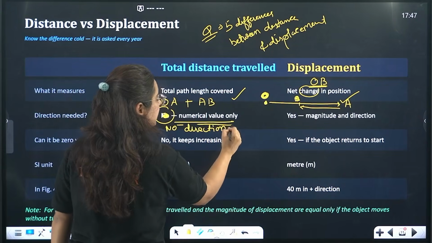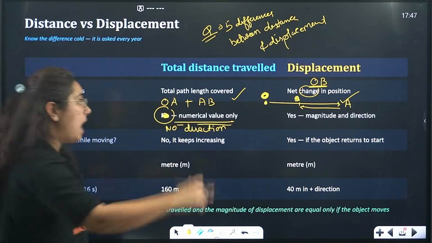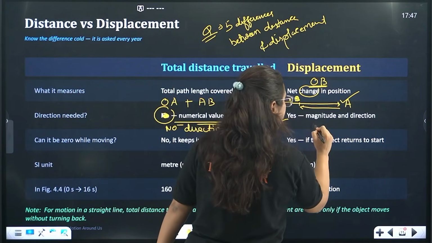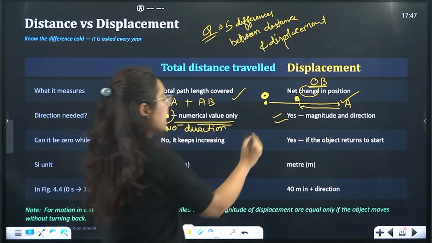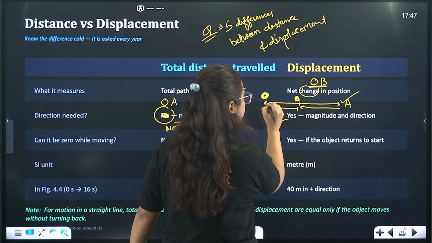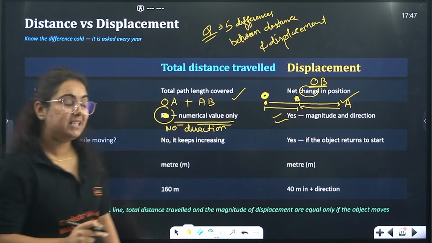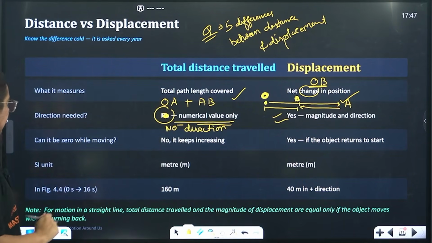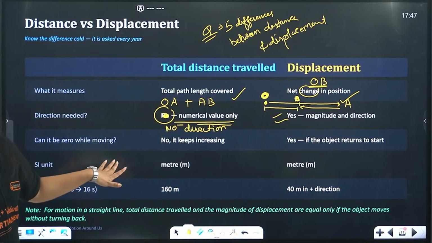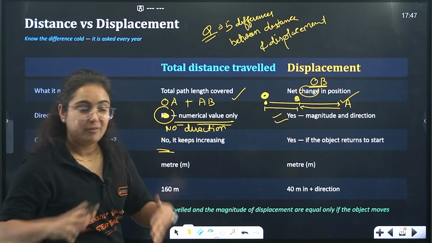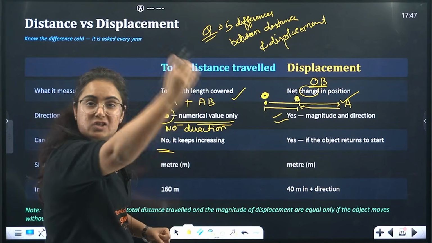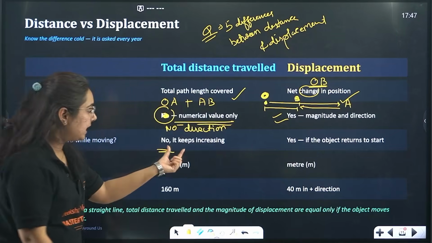No direction is there, right? However, in displacement, beta, we have both magnitude, that means number, like here, I will talk about the distance covered in 0 to B, as well as the direction also. Okay? Can it be 0 while moving? Think about it. Can distance be 0? No. When you are in motion, you actually cover some part of the distance and it cannot be 0.